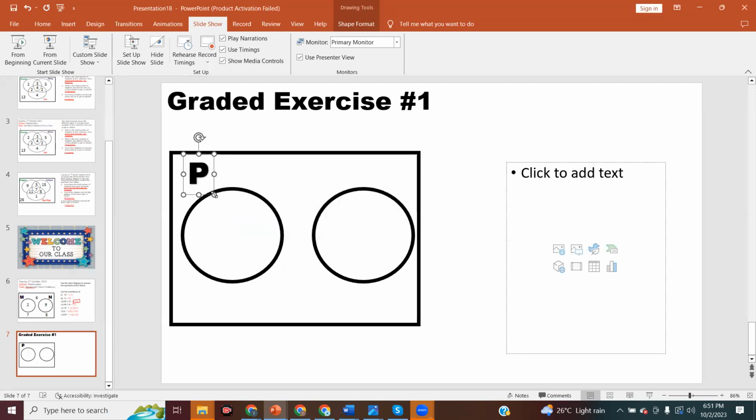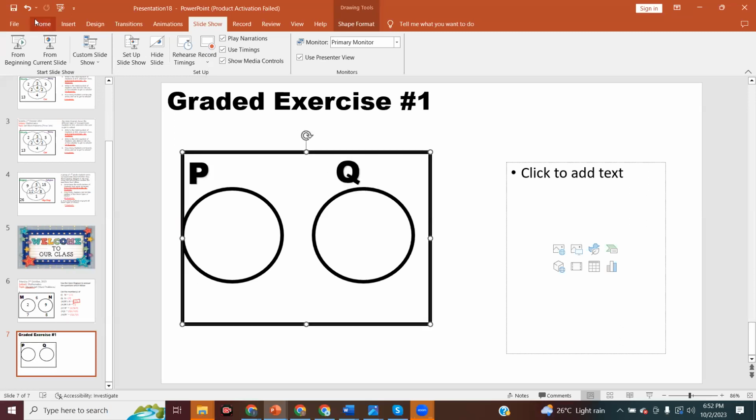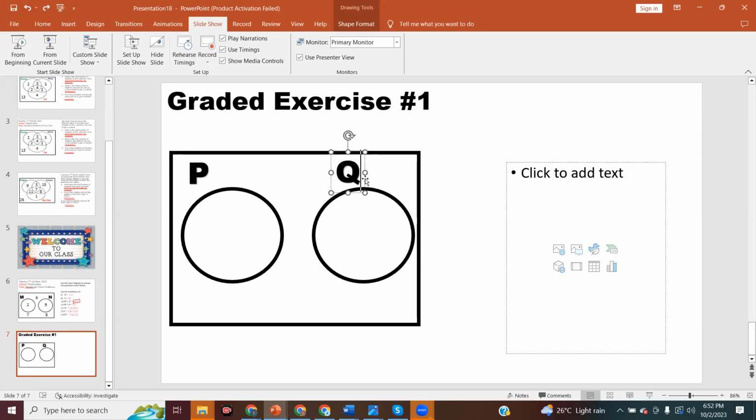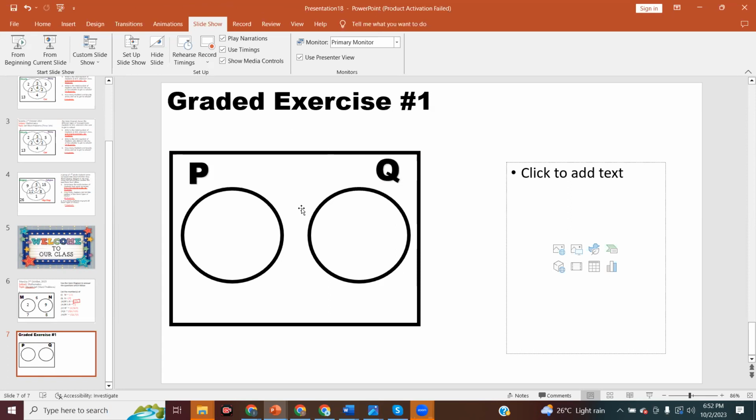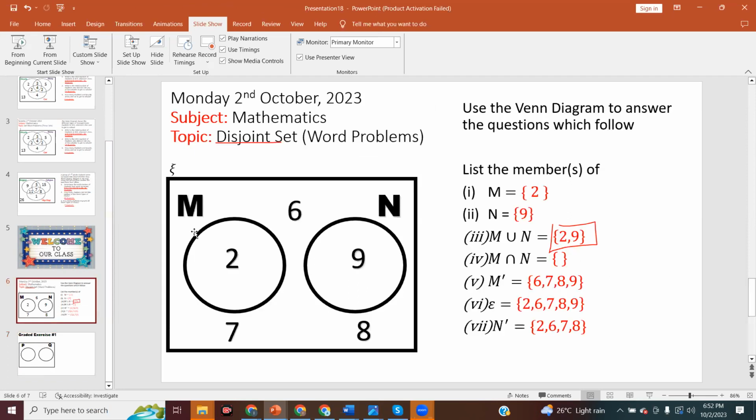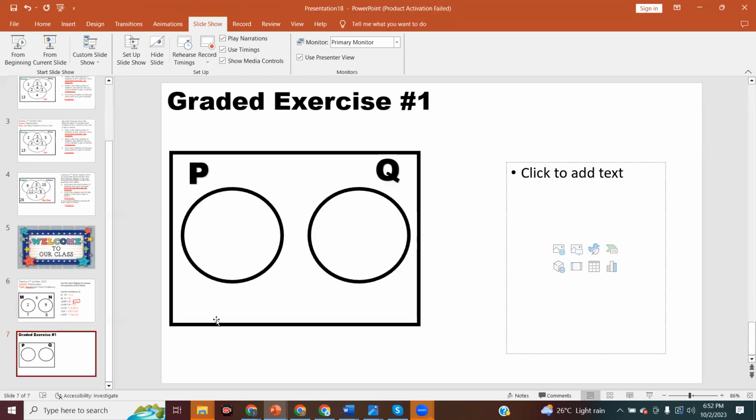When you're listing the elements of a set, what must you always use? Curly brackets. You must always use curly brackets, else it is wrong. Sometimes in the test they are generous. They put the curly brackets there for you, and in that case you don't have to put them. But if they do not put the curly brackets, you have to make sure that you put them.